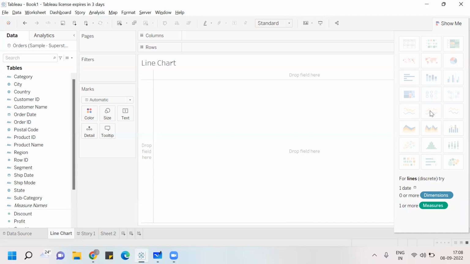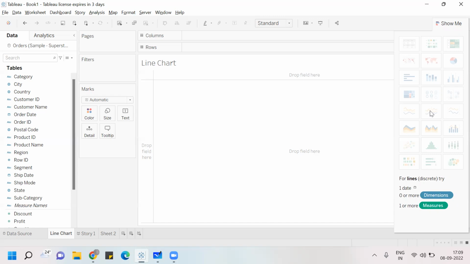First let me talk about discrete line chart. For the discrete line chart, I need one date and zero or more dimensions. So I need a minimum of one dimension, and that dimension should be based on date time. That dimension should be a date. And then I need one or more measures. When I talk about measures here, measures can be profit or sales or quantity, discount, anything can be the measure we can use.